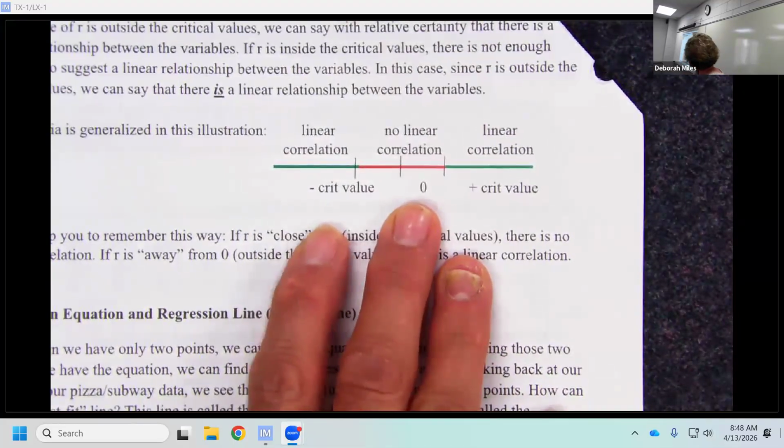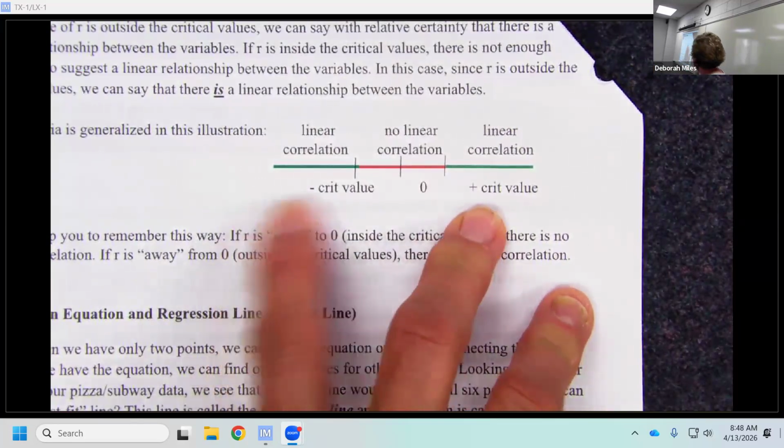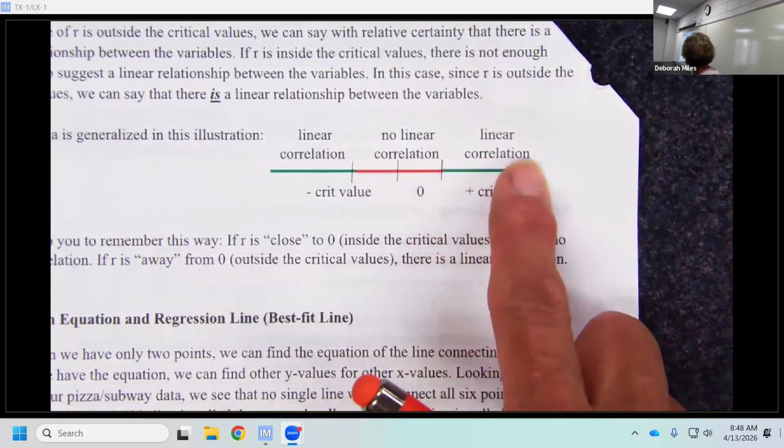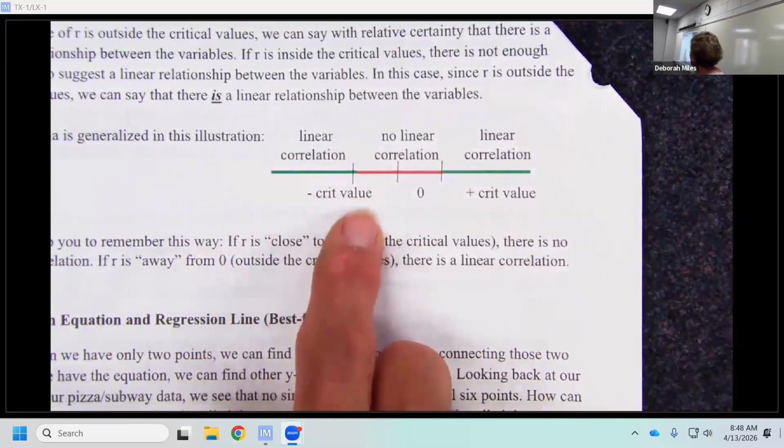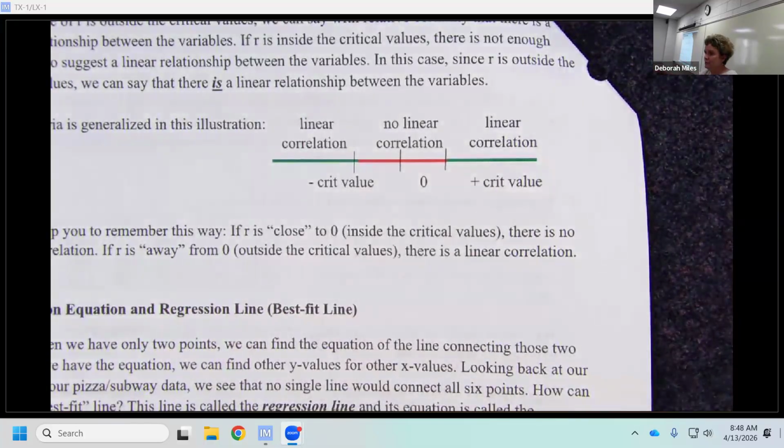Whatever the critical values are, out past the critical value to the right or to the left, that means far away from 0. 0 means no linear correlation. Far away from 0 means there is a linear correlation.